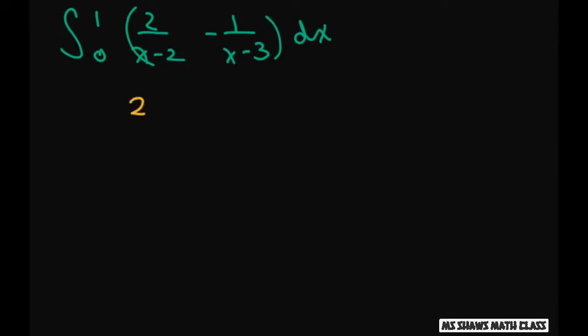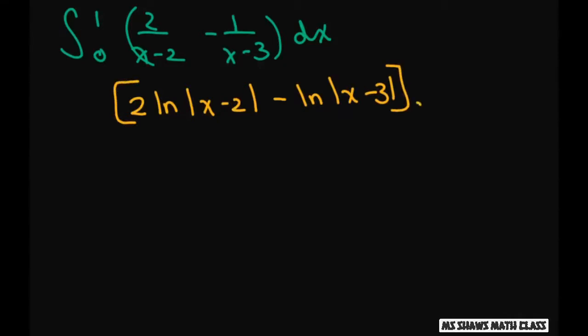So take the antiderivative of this. This is going to be 2 ln absolute value of x minus 2 minus ln of x minus 3. And we're going to evaluate it from 0 to 1. So you start with your 1 and plug in 1. So you get 2 ln absolute value of 1 minus 2 minus ln of 1 minus 3. So that's the first part.